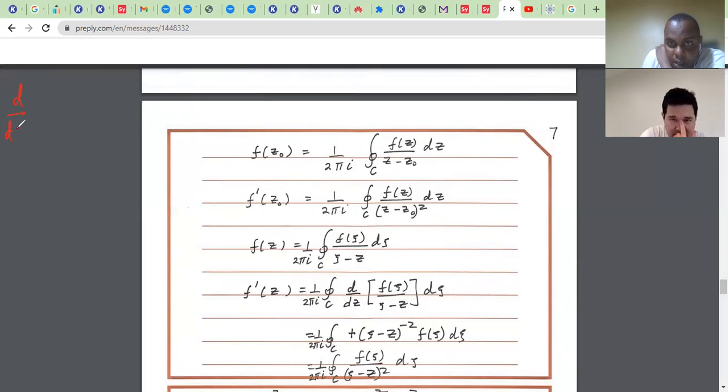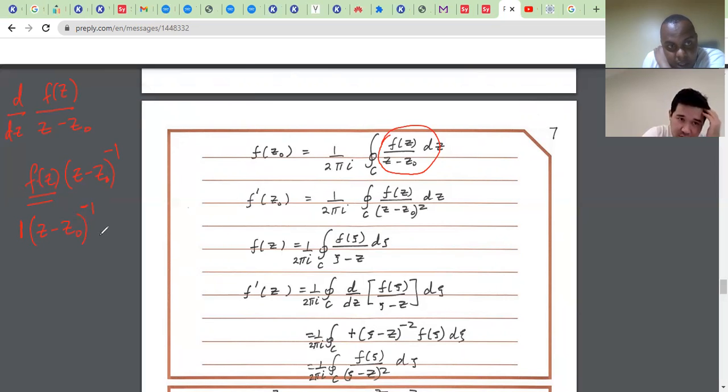Okay, 1 over 2 pi I is the same as f of z over z minus z naught. He differentiated this. And remember, this is the same as f of z multiplied by z minus z naught to the power of negative 1. So you can differentiate this. Squared. It becomes 1, right? And then you leave this. Negative 1. But why isn't it negative 1? Why didn't the sign change?